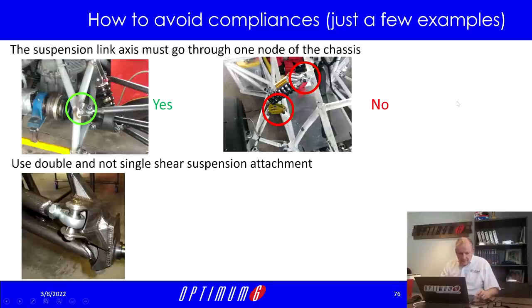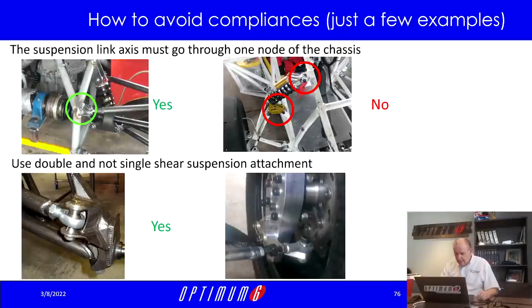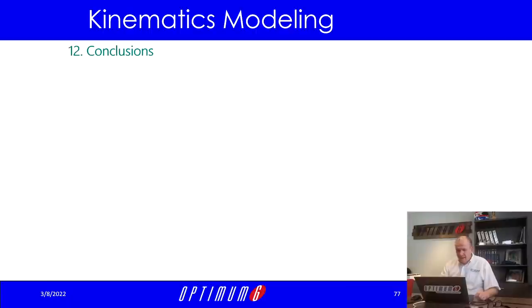That is a single double shear. That is a no. In Formula Student, by the way, that is not allowed anymore. Your tolling must be double shear on the upright. Conclusion.